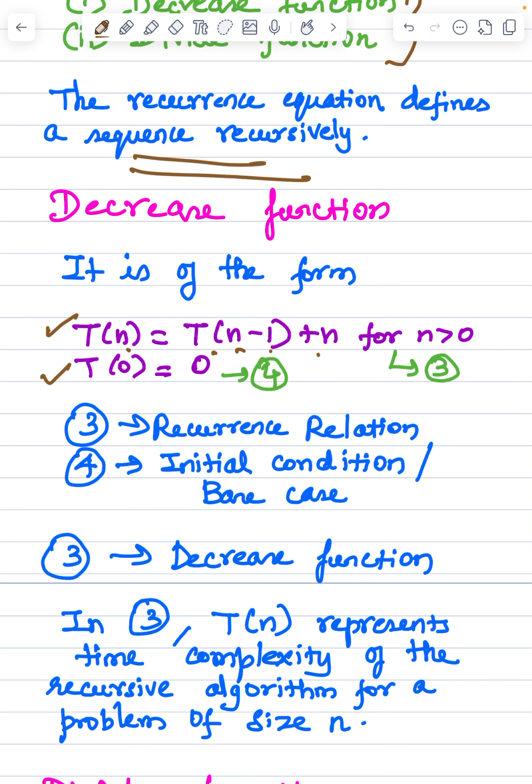Here, T of n equals T of n minus 1 plus n represents your recurrence relation. T of 0 equals 0 represents the base case, and here the problem size is decreasing by 1. That is why we say minus 1, and that is why we call this a decrease function. In the next instance, it will be T of n minus 1 minus 1, then T of n minus 1 minus 1 minus 1. It keeps going. So this is called a decrease function.